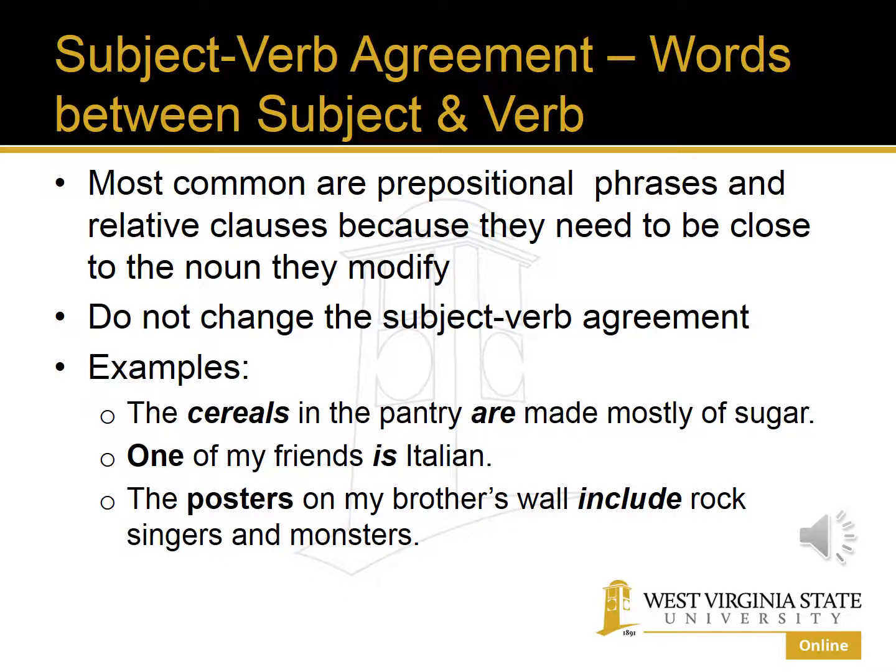One of my friends is Italian. One is the subject, it's singular, therefore the verb also has to be singular. Or, the posters on my brother's wall include rock singers and monsters. Posters is the subject, include is the third person plural verb.